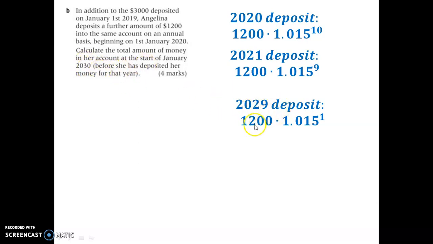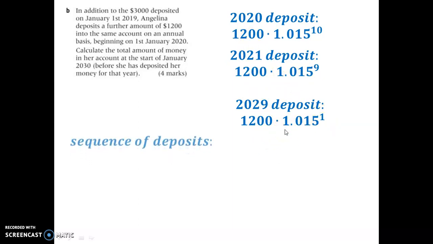And the last one she puts in, there it is, it will earn interest, but only for 1 year, because it will earn interest from 2029 to 2030. So that one will be like that. So imagine all these amounts between here and this countdown, 10, 9, 8, 7, 6, 5, and there's all these amounts. Each of those 1,200s will gain money and become its own bigger amount.